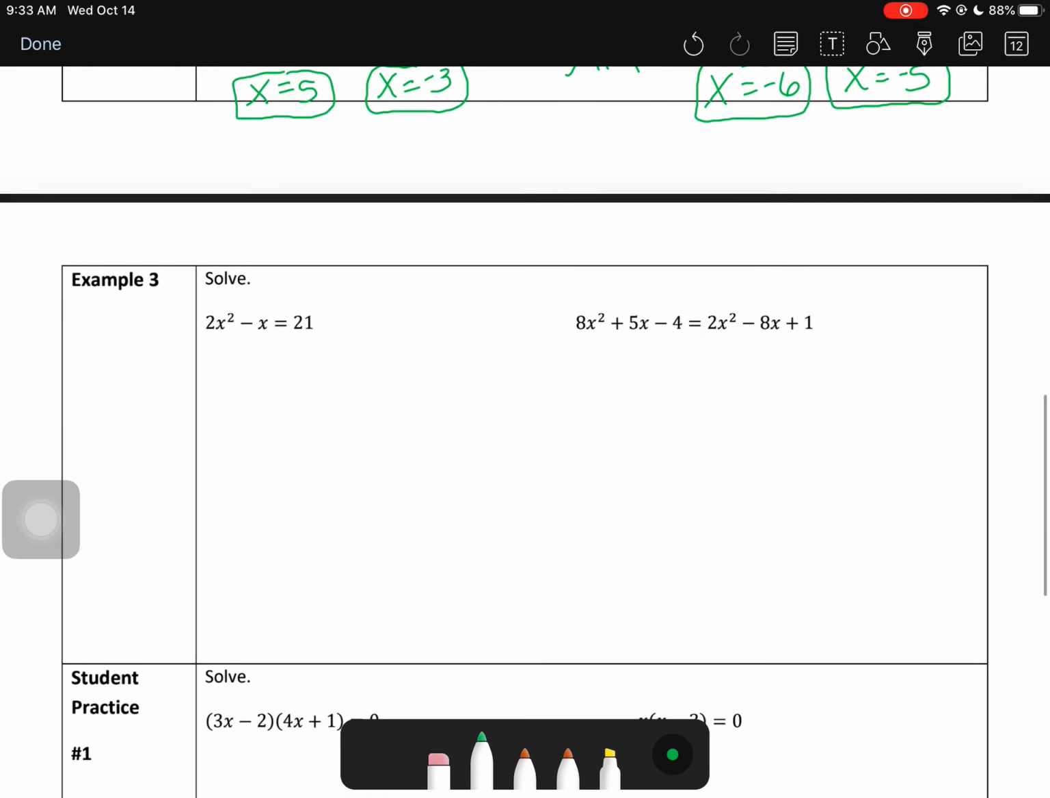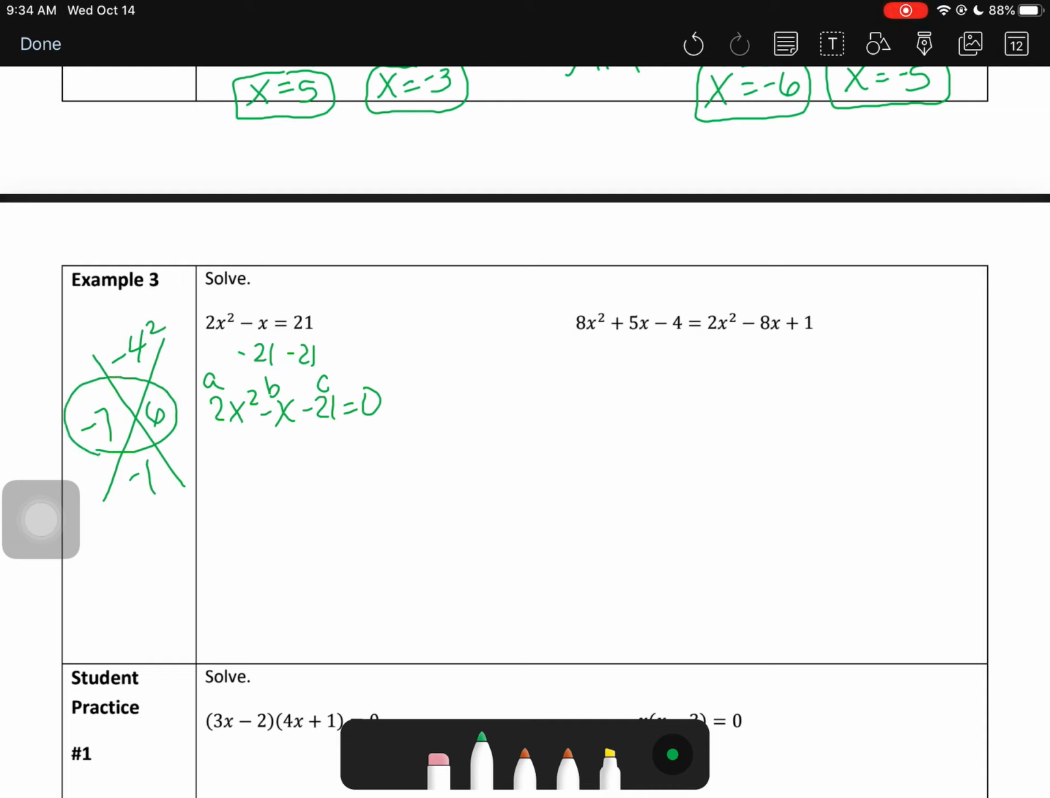In our last two examples, we are going to subtract 21 from both sides so that we have our quadratic equal to 0. We're going to set up our x to find our factors. A times c would be negative 42, and our b value is negative 1. So what two numbers multiply together to be negative 42 but add up to be negative 1 would be negative 7 and positive 6.